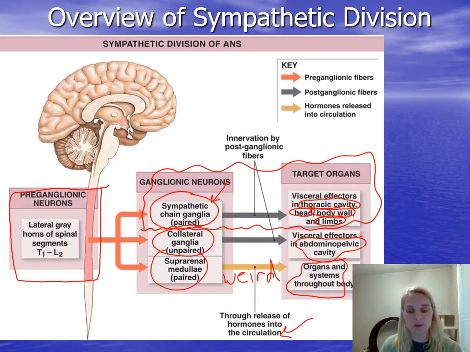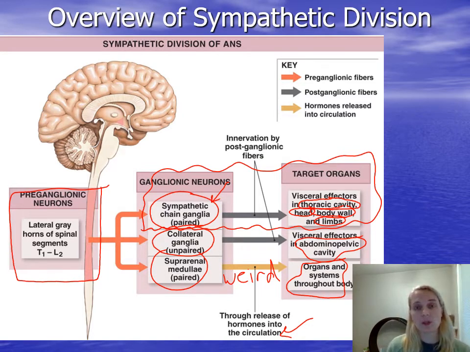And we'll see a little bit more about this when we go through these different synapsing locations more specifically. So if you synapse in the chain ganglia, your target will be head, neck, body wall, limbs, and thoracic cavity. If you synapse in the collateral ganglia, your target will be in the abdominal pelvic cavity.